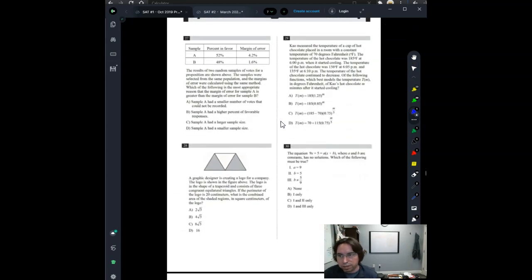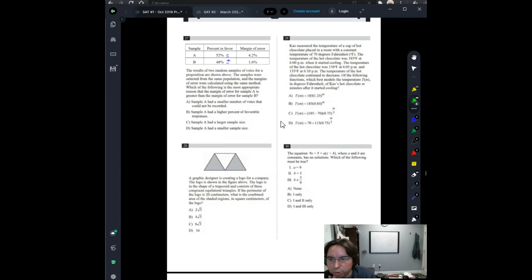Okay, 27 here. What we see here is percent in favor and margin of error. Remember, margin of error can be like plus or minus, 52% plus or minus and 48 here. It says the results of 2 random samples of votes for a proposition are shown above. The samples were selected from the same population, and the margins of error were calculated using the same method.